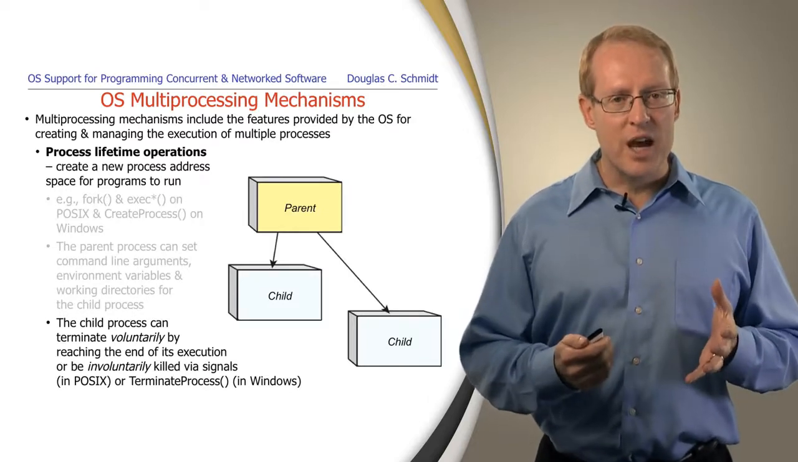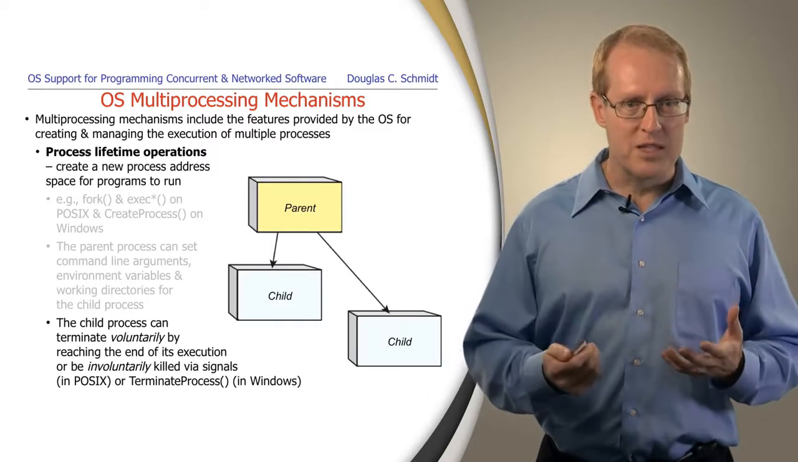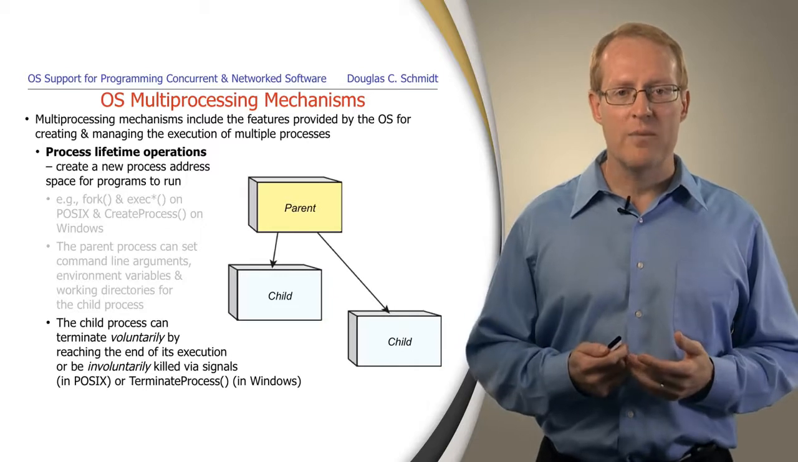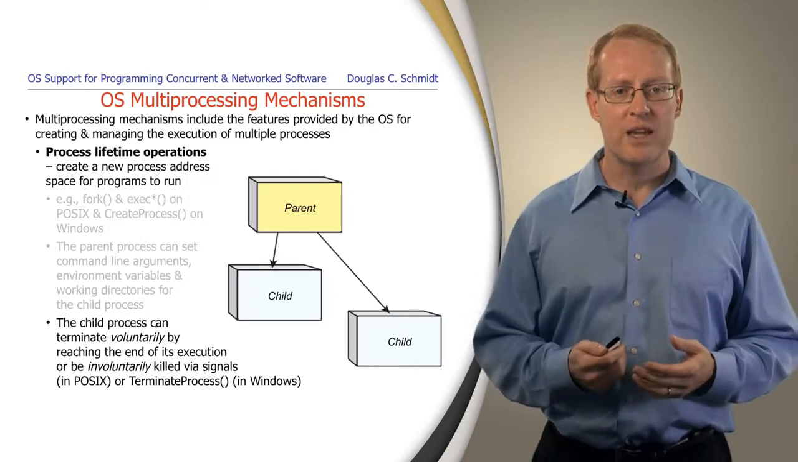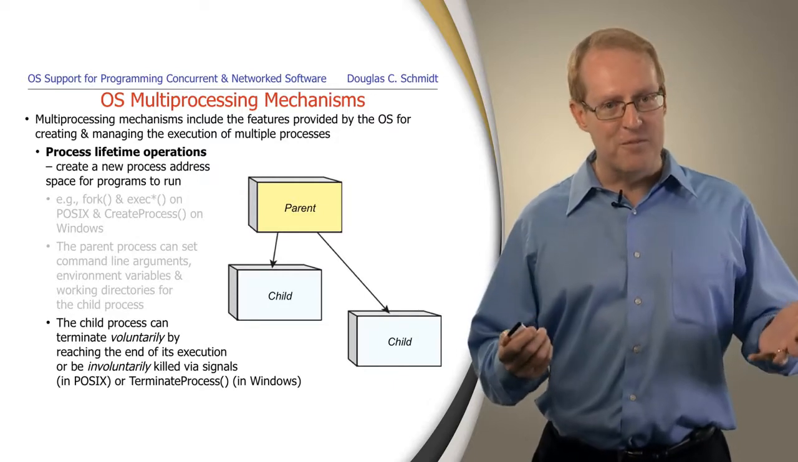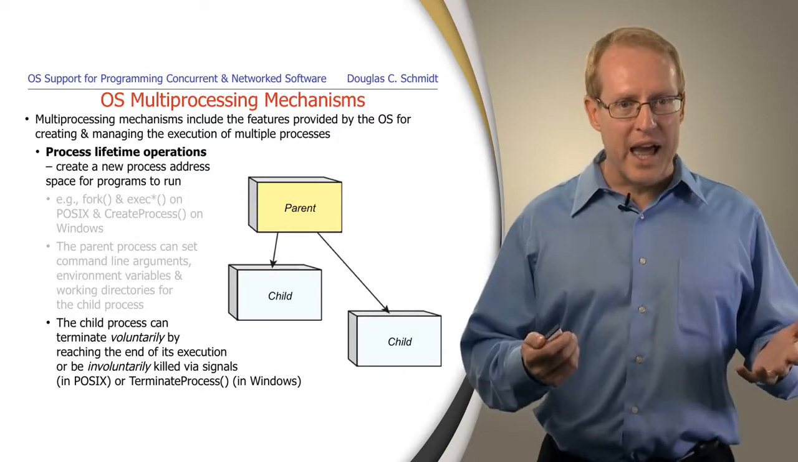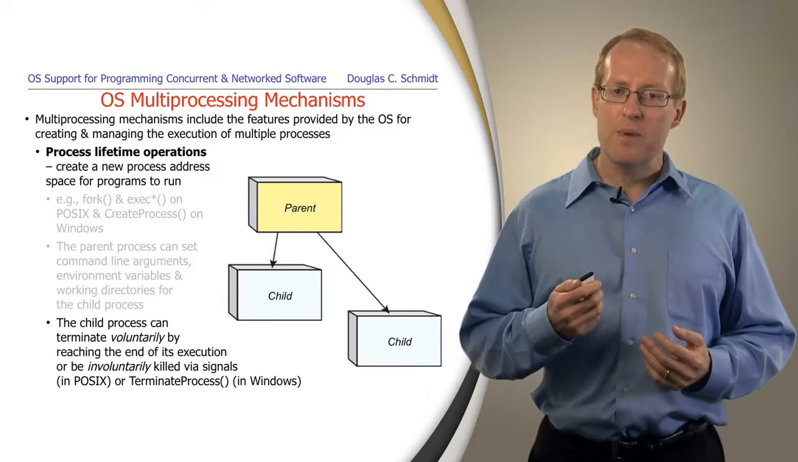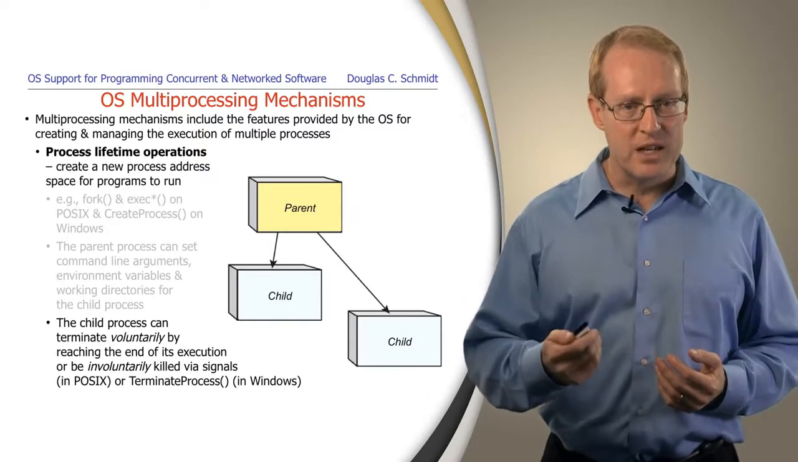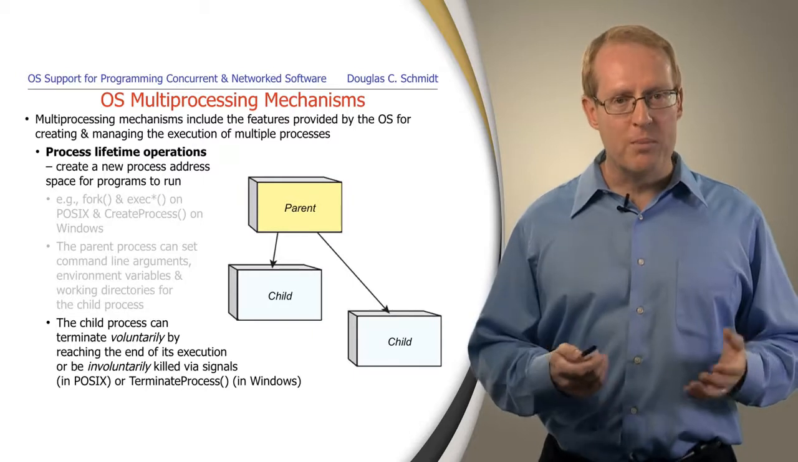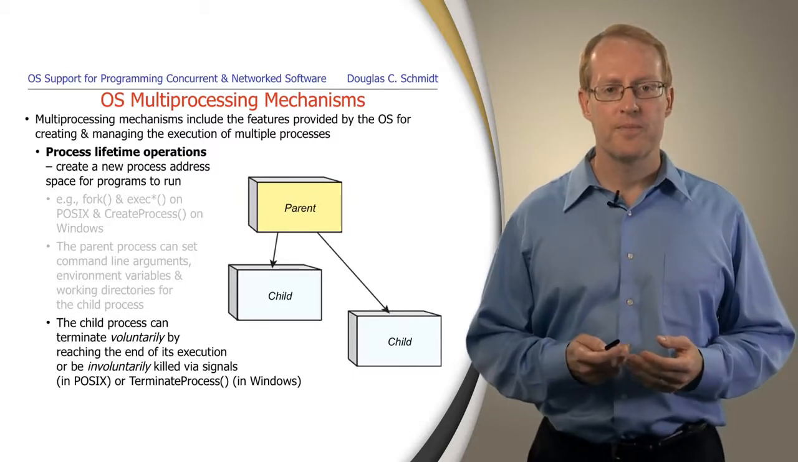Likewise, the child process also has a couple of responsibilities with respect to lifetime as well. Children can choose to terminate themselves voluntarily by running off the end of main or calling exit, or they may end up being terminated involuntarily via various operations like signals on Unix or terminate process on Windows.